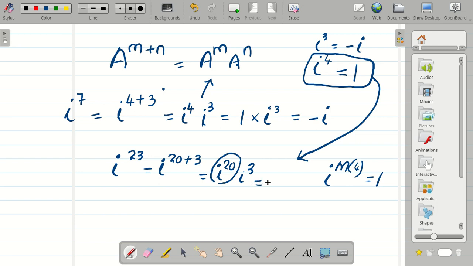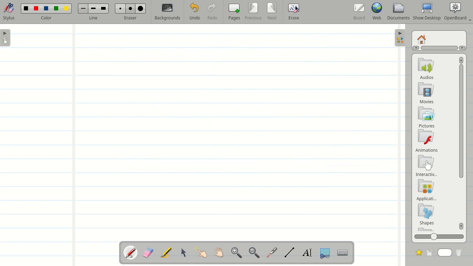So you're going to get the answer minus I. Once more, suppose you want I to the power 15. Can you give me the number just less than 15 and a multiple of 4? That will be 12. So 12 plus 3. So you end up with I cube again. I think I have to change the example. So you're going to get minus I.